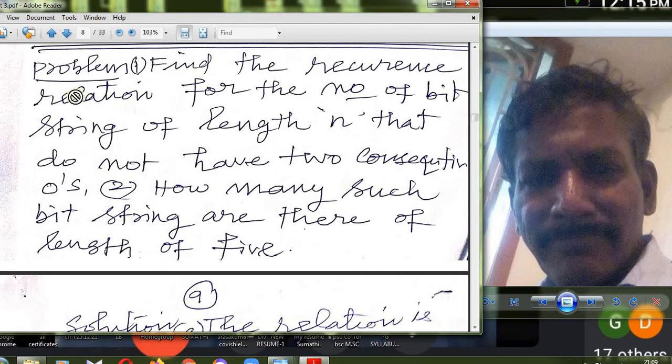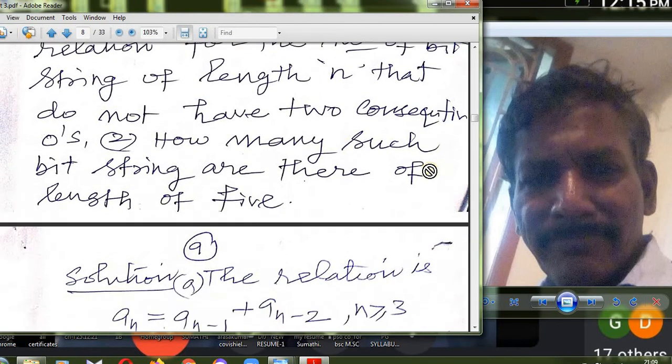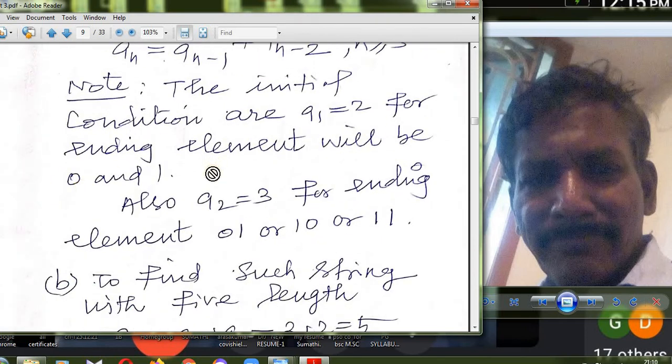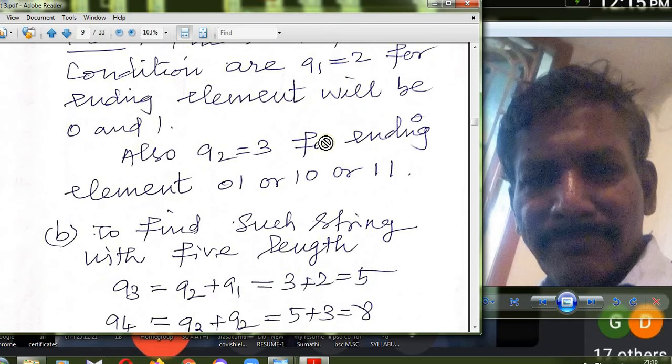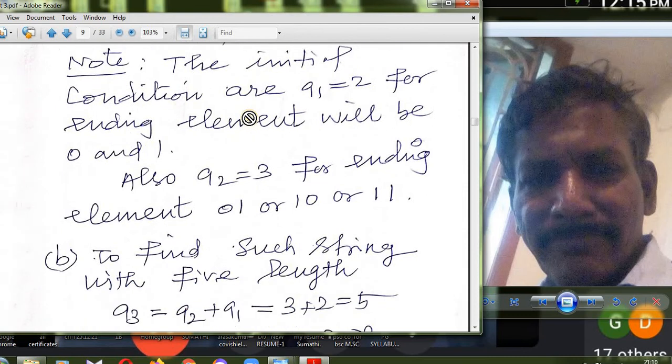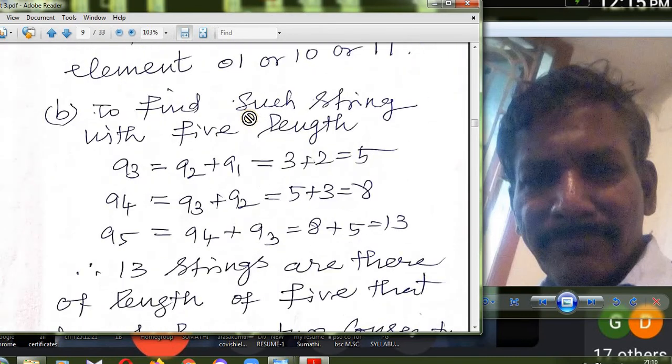Because you must understand that we find the recurrence relation for the number of bit strings of length n that do not have two consecutive zeros. So in this particular case, you don't have two consecutive zeros, so a1 is equal to 2. In a2, you should not have two consecutive zeros, therefore the chances are 01, 10, 11. So these are the chances of no consecutive zeros there. So now let us do part B, to find such strings with length 5. The length should be 5.